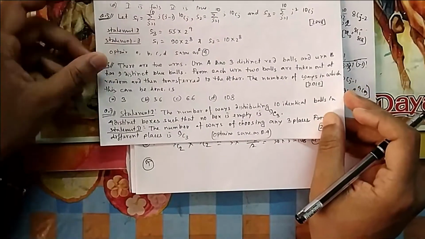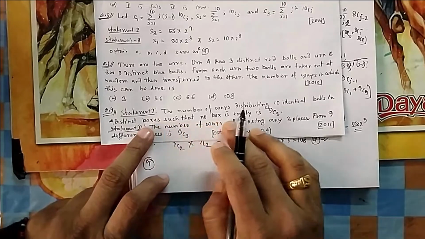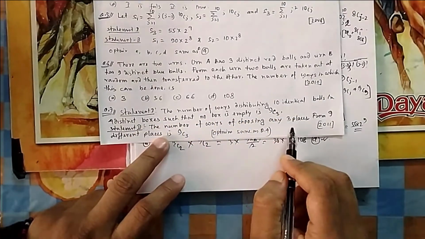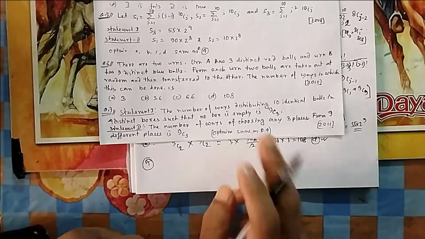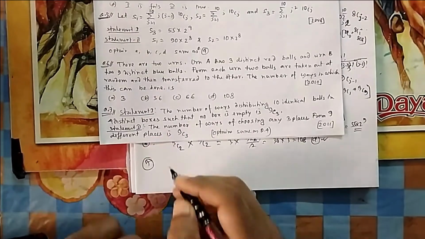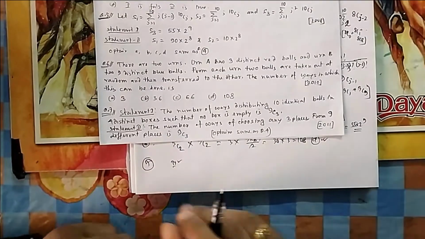Next, question number 7. The number of ways of distributing 10 identical balls in 4 distinct boxes such that no box is empty. The number of ways of choosing any 3 places from 9 different places is 9C3. The option is the same, so this one is okay. Statement 2 is perfect. It can be seen that from 9 you are selecting 3, that is 9C3. No issue.